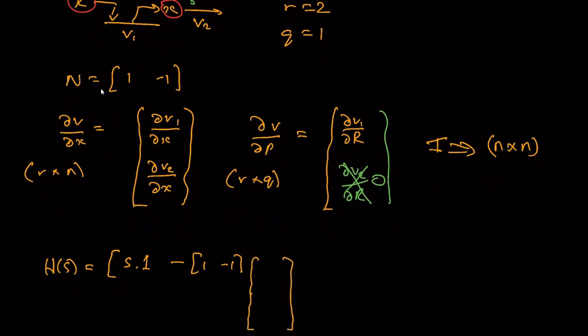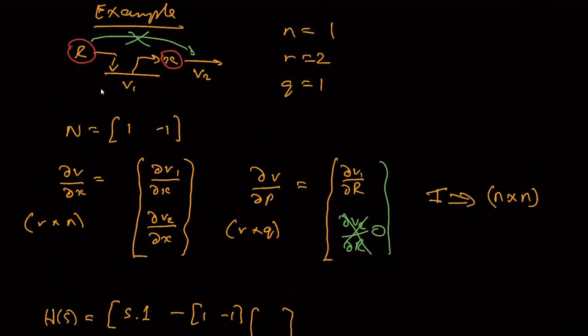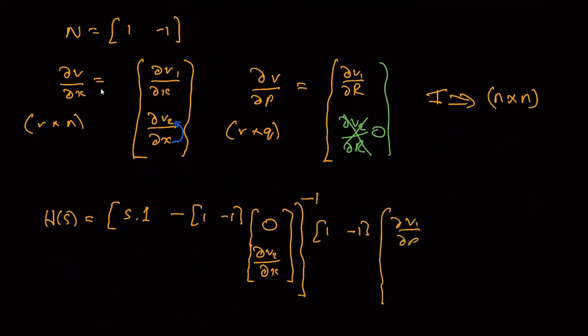Now, the dv by dx, let's make some simplifications here. We know that x definitely affects v2, so that's non-zero. But I'm going to assume that x does not affect its own production, so that term is 0. So I end up with 0 and then dv2 dx. I pull all the brackets around that, take it to the -1, then another stoichiometry matrix, and then this vector here, the dv by dp, which is dv1 by dr, 0.